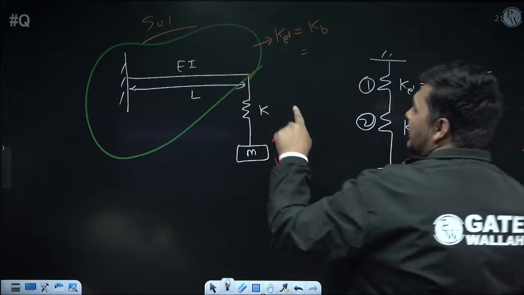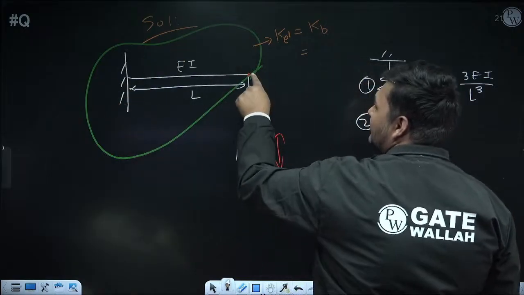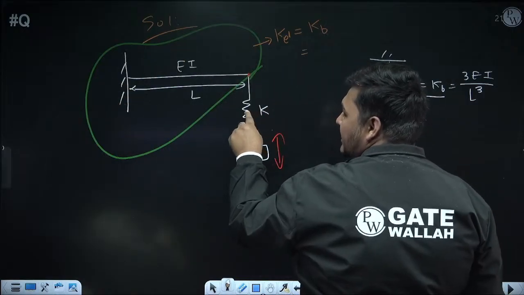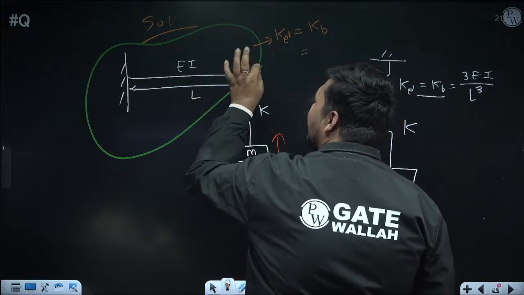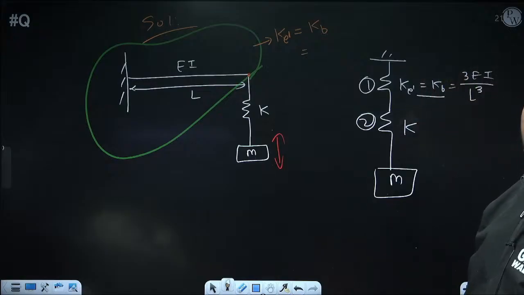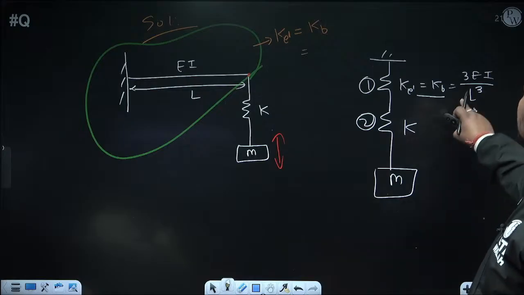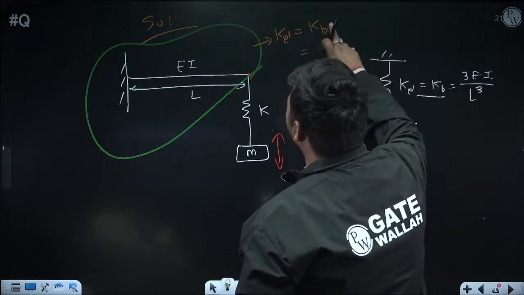See, very simple. We first have to calculate the bending stiffness of this structure. If this spring is not there, this mass M will be at the free end of the cantilever beam. Now at the free end of a cantilever beam, if transverse load P is acting, the formula to calculate delta is PL cube by 3EI. So bending stiffness will be 3EI upon L cube. Very easy. So KB you can easily write: it will be 3EI upon L cube.